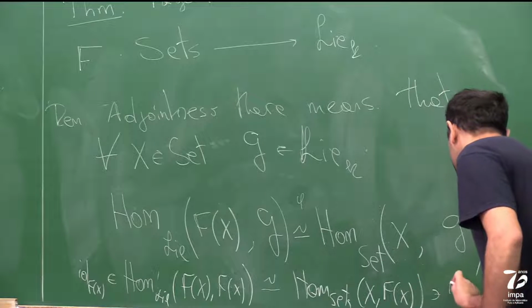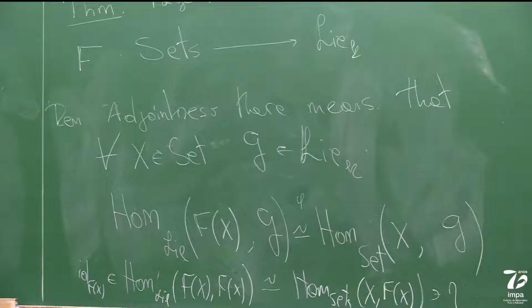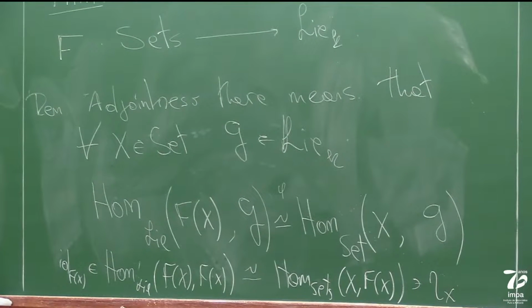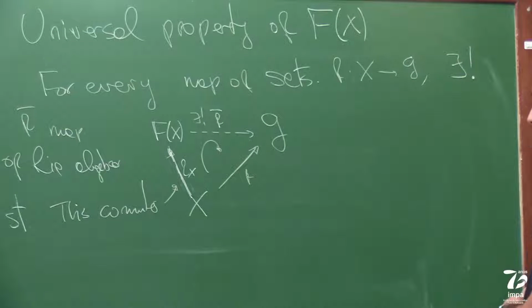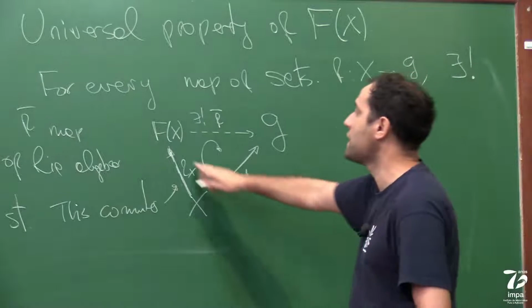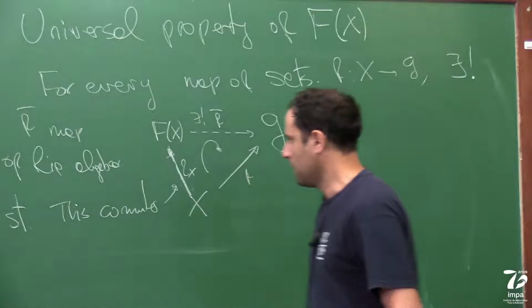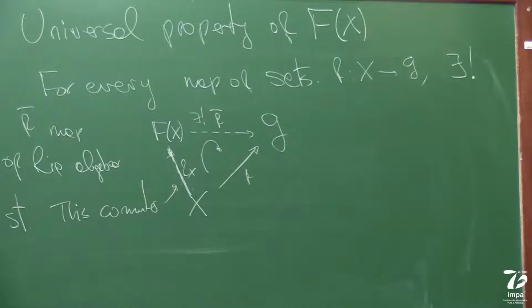So that guy, let me call it eta. And that eta depends on X, of course. So I should probably call it eta of X. So this guy here is eta of X. Okay, so this is the universal property of this free Lie algebra F of X. And the theorem asserts that this functor exists, that this F of X exists. The construction given in lecture is for free R modules. So let me just repeat that construction.